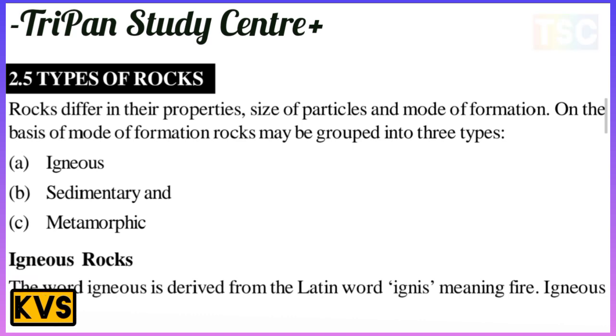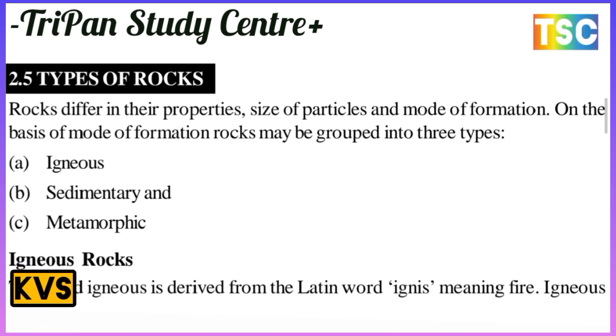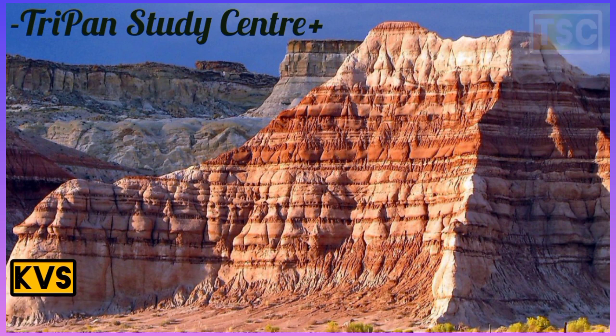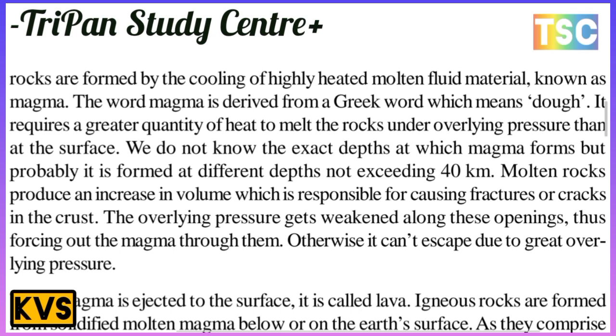Igneous rock is formed by the cooling of highly heated molten fluid material known as magma. Magma is the source of igneous rock. The word magma is derived from a Greek word which means a paste.